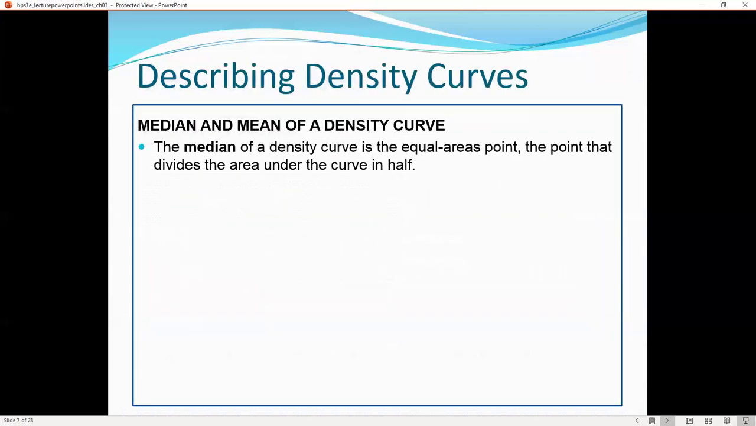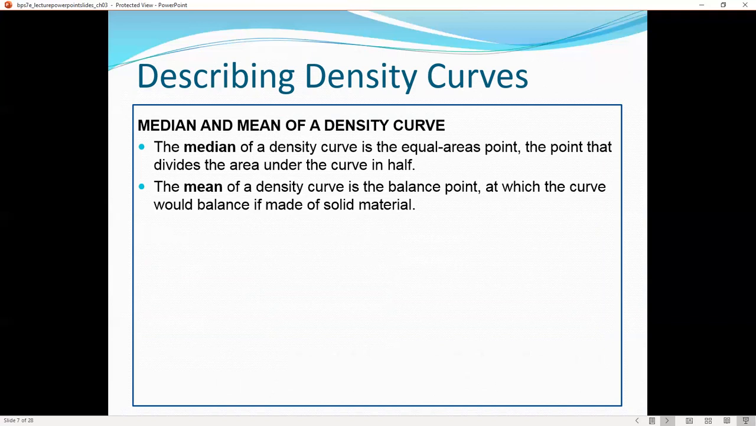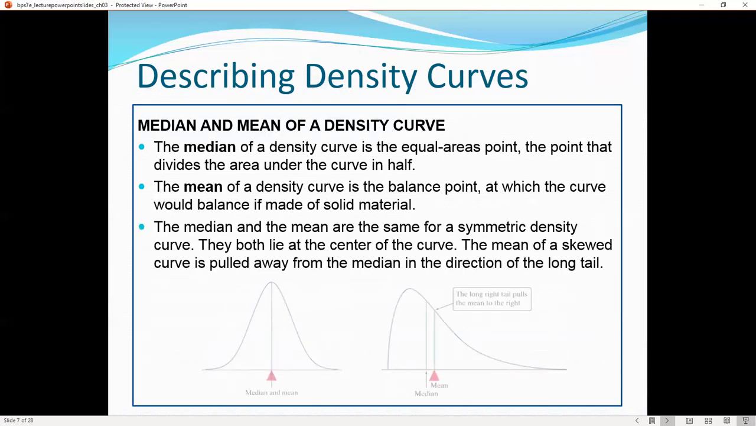Median and mean of a density curve. The median of a density curve is the equal-areas point, the point that divides the area under the curve in half. The mean of a density curve is the balance point, at which the curve would balance if made of solid material. The median and the mean are the same for a symmetric density curve. They both lie at the center of the curve. The mean of a skewed curve is pulled away from the median in the direction of the long tail.